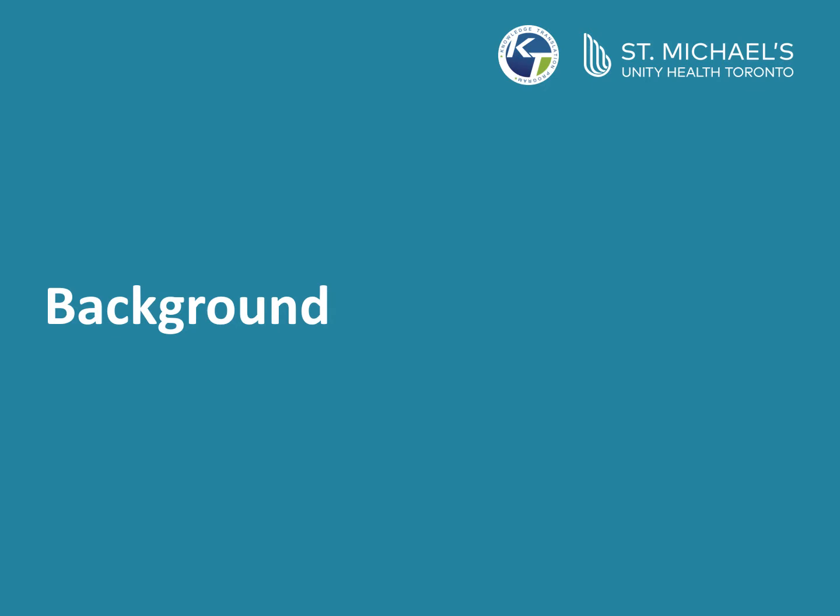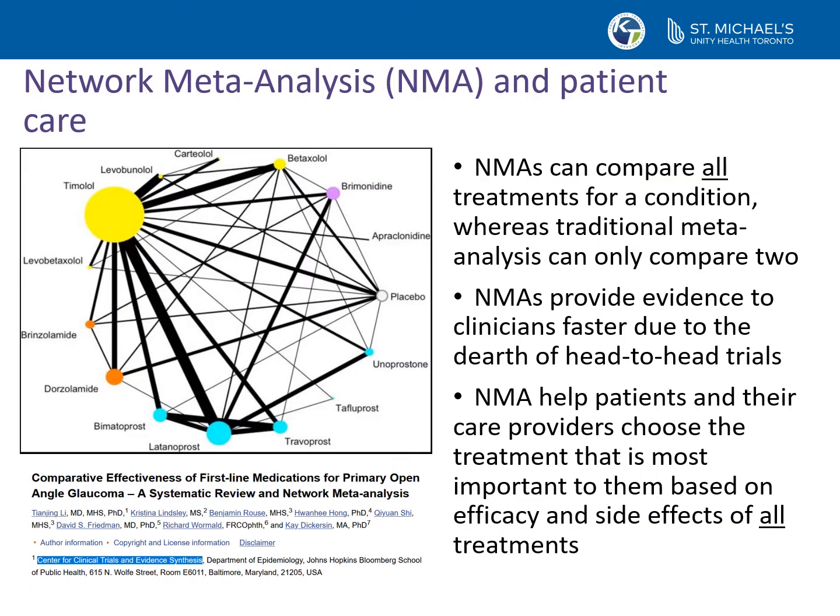So for background. Network meta-analyses can compare all treatments for a condition, whereas traditional meta-analysis can only compare two. Network meta-analyses provide evidence to clinicians faster than traditional meta-analyses due to the dearth of evidence from head-to-head comparative studies. For example, researchers recently showed that prostaglandins would have been identified 7 years earlier as the most effective drug class in lowering intraocular pressure for open-angle glaucoma if an NMA had been done at that time.